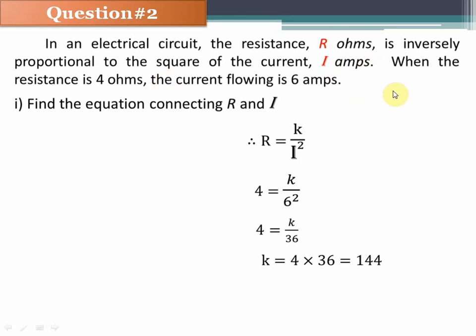This is a practical, real life application of mathematics which is used in the electrical field. When the resistance is 4 ohms, the current flowing is 6 amperes.